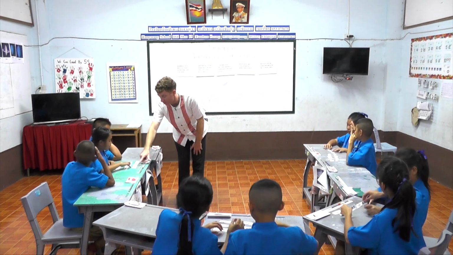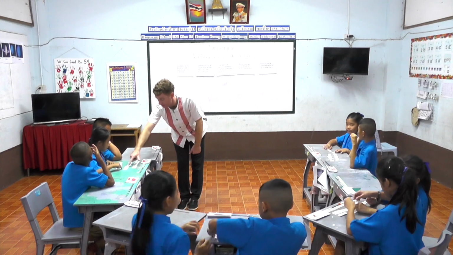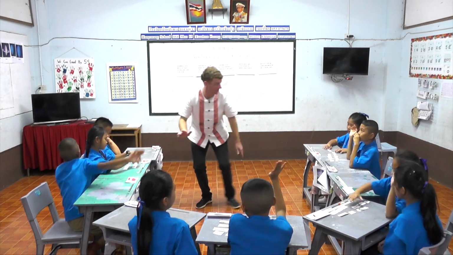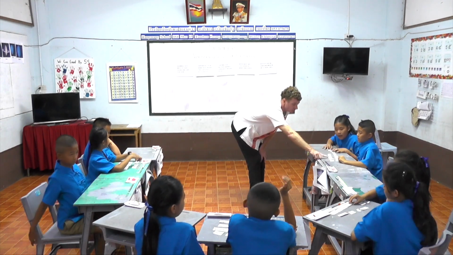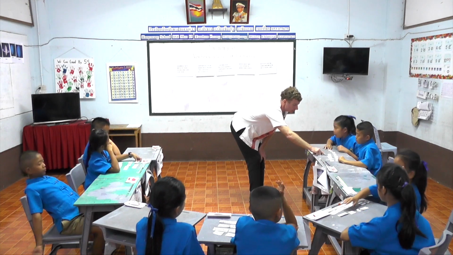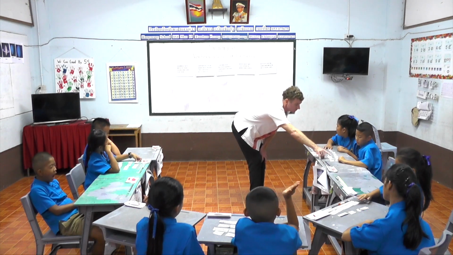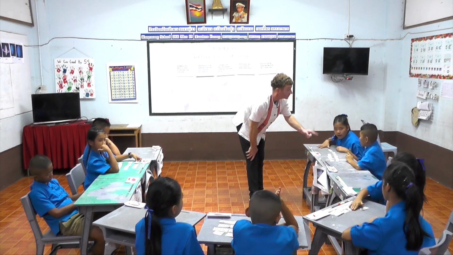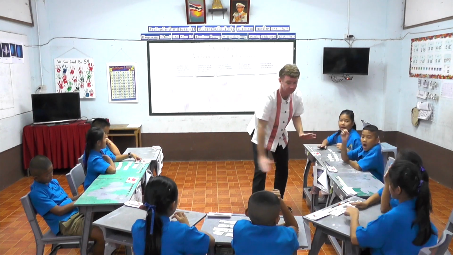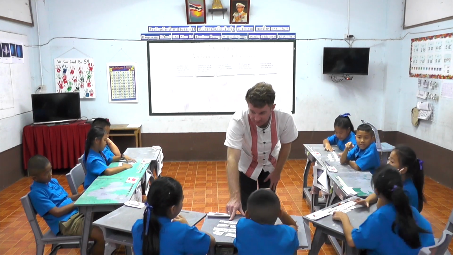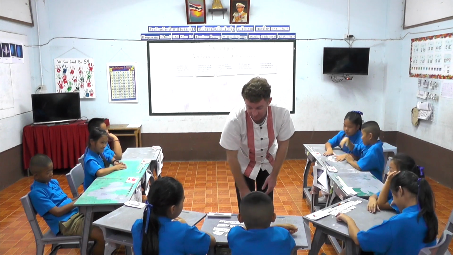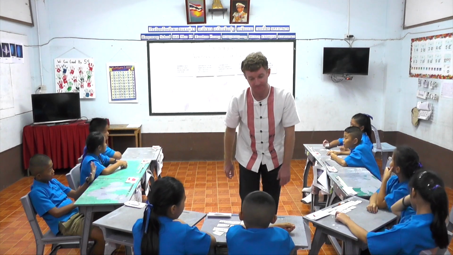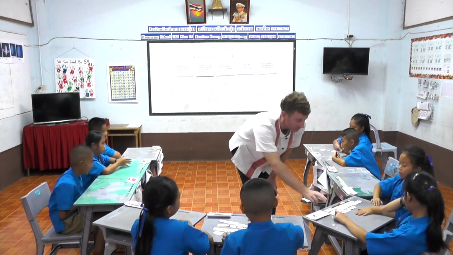Reptiles live on land and breathe with their lungs. Excellent. Okay. Fish are cold-blooded animals that have fins and a tail. Very well done. Mammals give birth to their young and care for them. Excellent. Well done. And team 2.